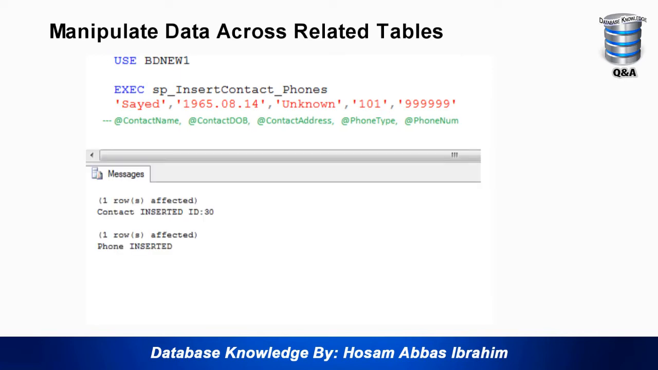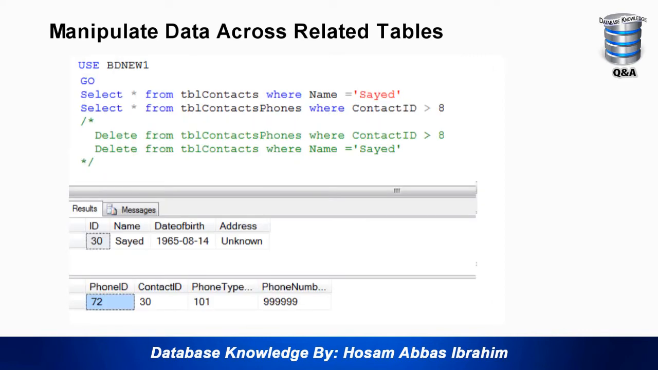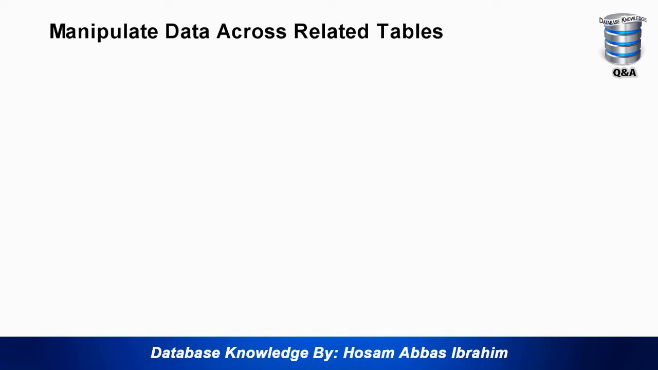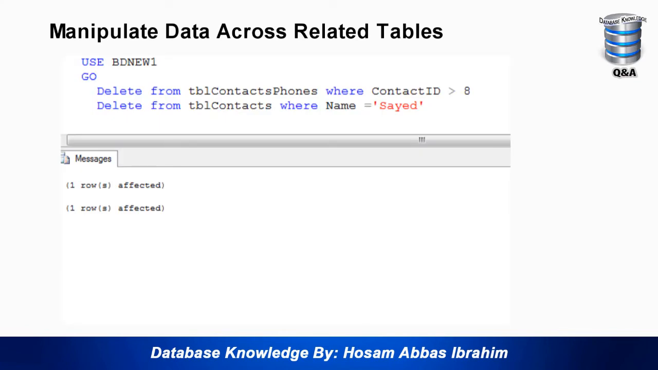Here the stored procedure replied to me 1 rows affected, contact inserted, and printed the ID, and then it says 1 rows affected, phone insert. So this is the perfect case. If we go try here with Said, selected, yes, I have him, the ID is number 30, and if I go in TBL contacts phone and try to find, yes, this is a number. Very good. So now we delete them again from the TBL contacts phone first because of the relationship, and we delete Said from the master table.